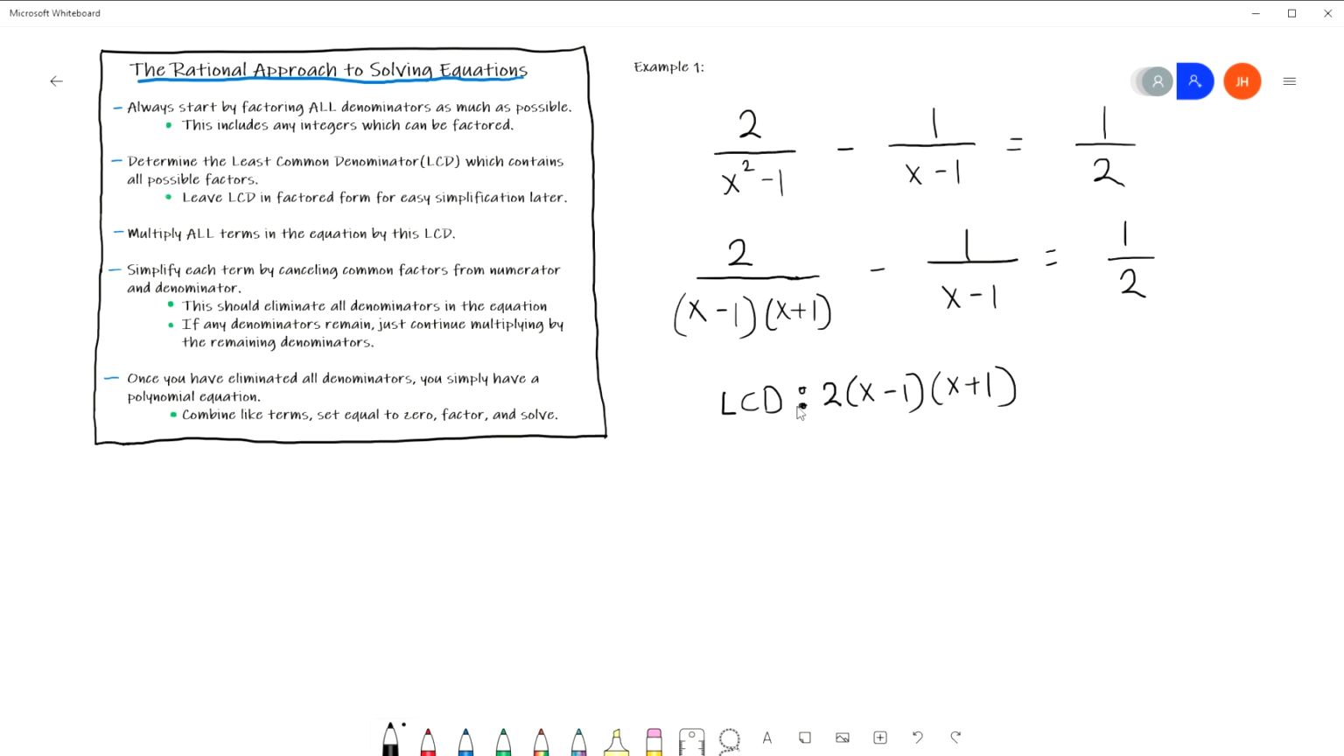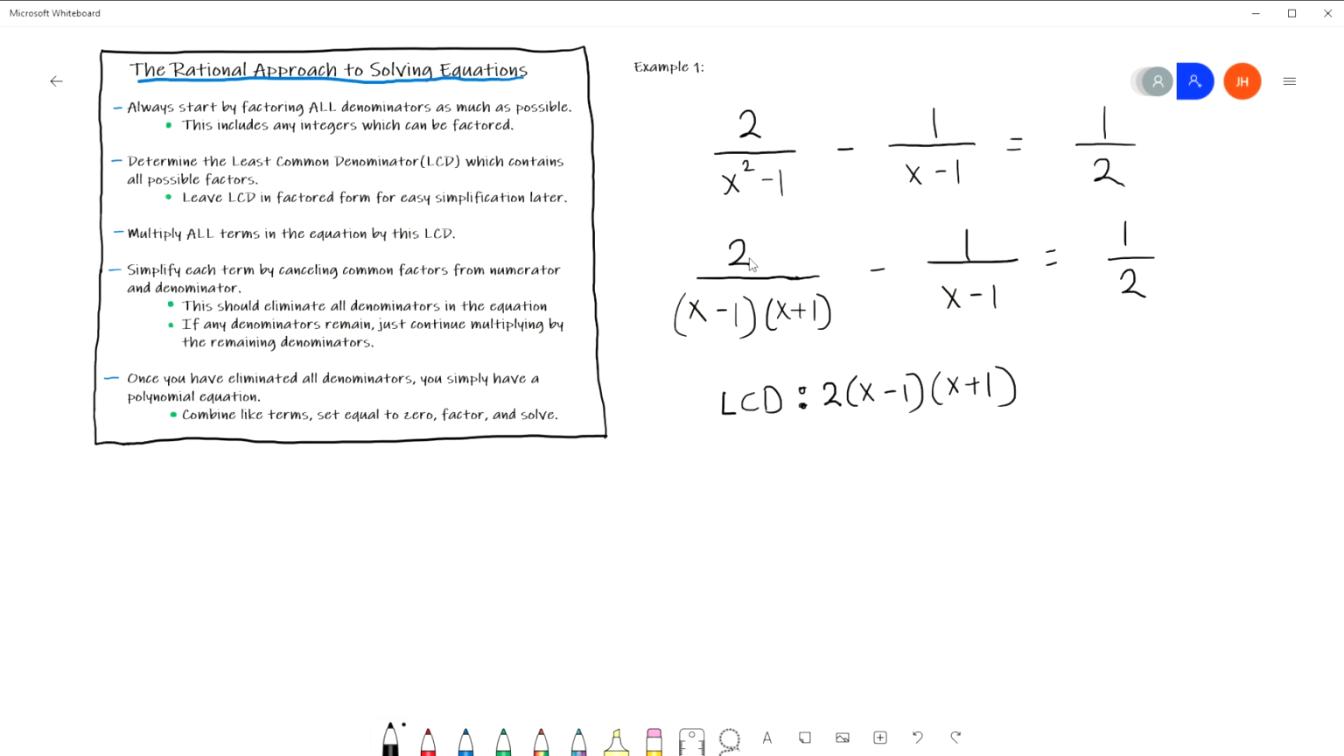So notice how this expression here, 2 times x minus 1 times x plus 1, contains all the factors of each denominator, right? I'm not saying that I'm taking each denominator and multiplying them all together, right? That would give me x minus 1 squared here. I don't need to write x minus 1 more than once, because what's going to happen is I'm going to take this least common denominator and multiply it to every term, right? Essentially, I'm multiplying the entire expression by this. It's going to make a lot more sense once we see it done. So let's go ahead and try it.